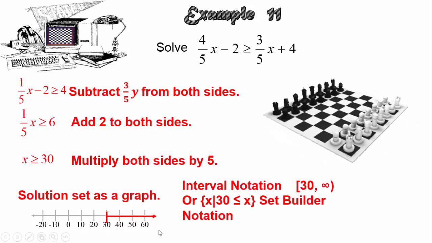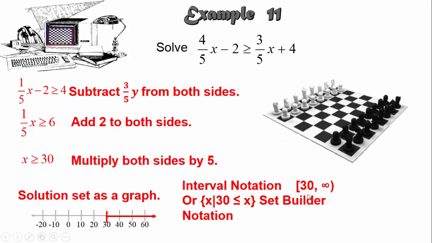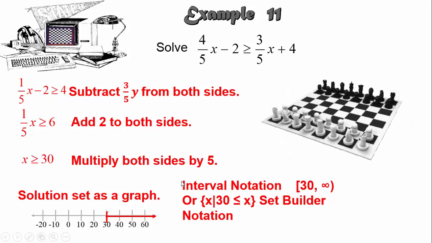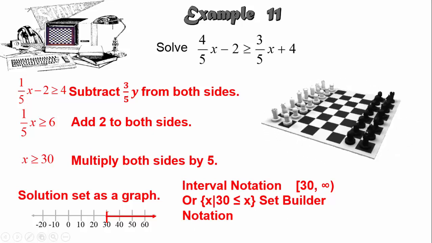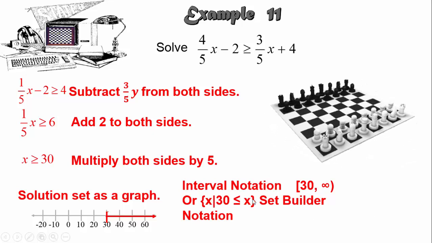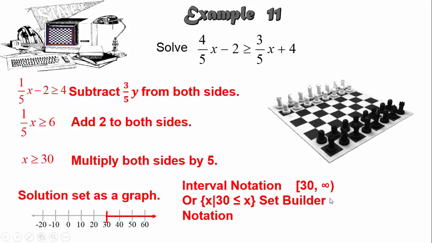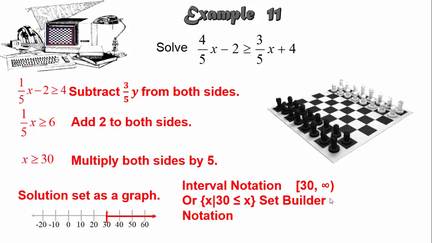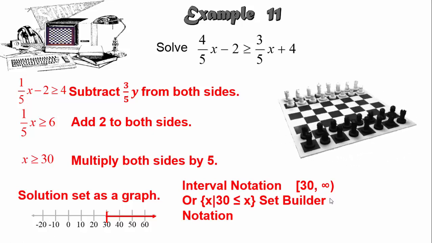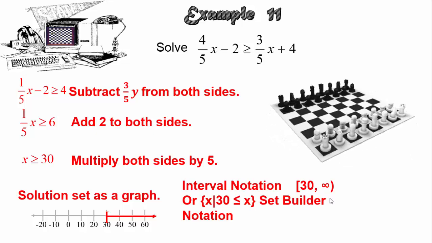If we write this in interval notation, we start out with the square bracket of 30 because we have the little line here, which means that it will include 30, and then we close it with infinity because it's going to positive infinity, and we close that with a round bracket, or we write it in set builder notation as curly bracket x, where 30 is less than or equal to x, and close the curly bracket.